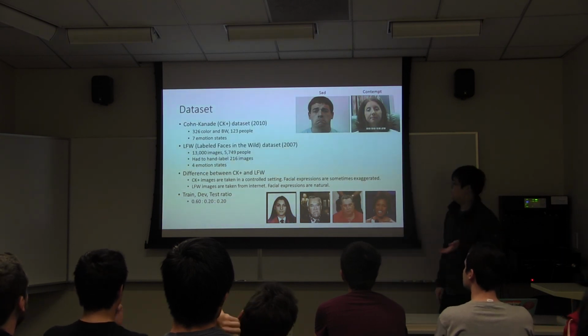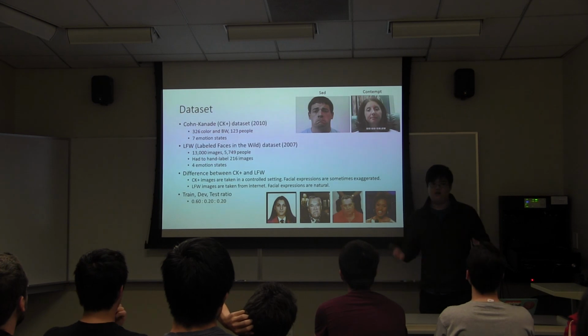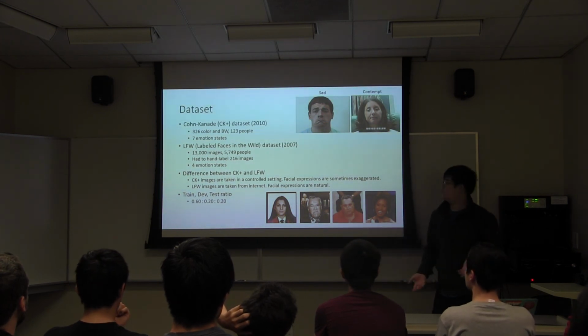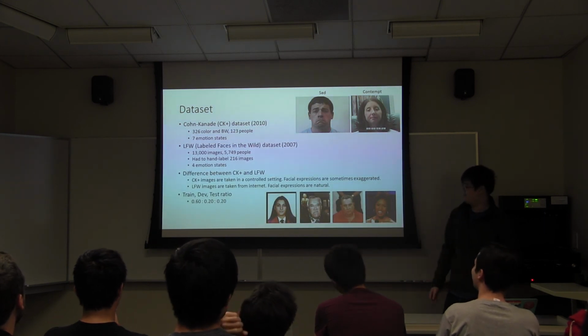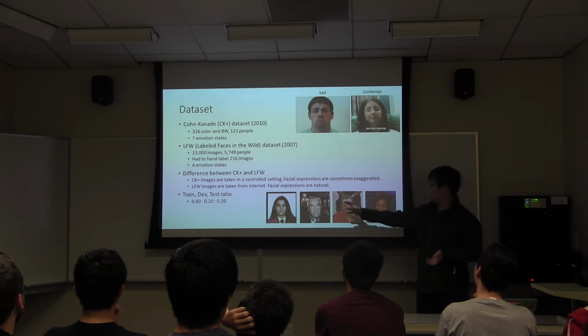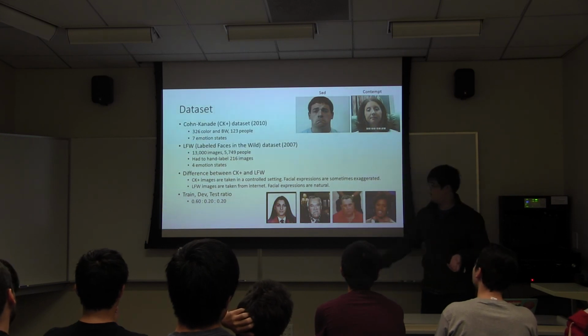I also used the LFW data set from 2007. It has a lot more images, a lot more people, but it's labeled by names, not emotions, so I had to hand label 216 images. And I used 4 emotional states based on the papers. And then I divided the images into the training, dev, and test sets in a ratio of 60 to 20 to 20.